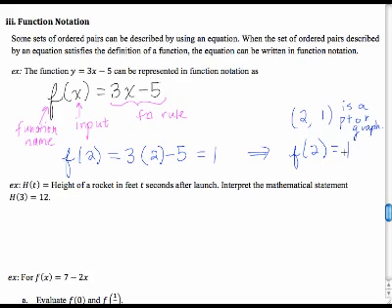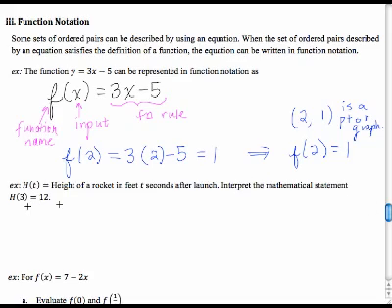Okay? If we say h of t equals the height of a rocket in feet, t seconds after launch, let's interpret this statement. What does h of 3 equals 12 mean? So I'd like you to pause the video and try to interpret that as a sentence. What does that really mean in terms of rockets and feet and launching and everything?